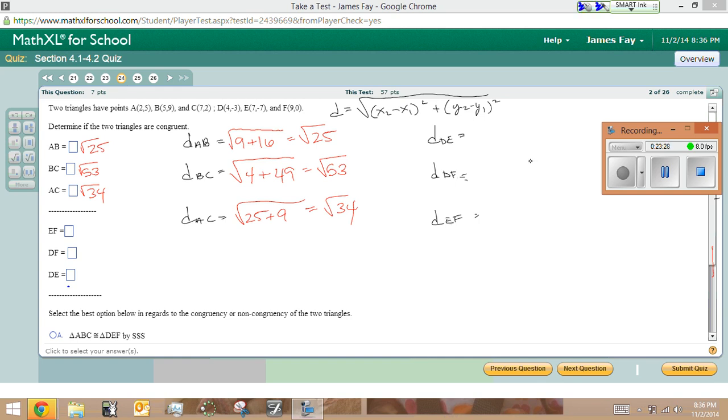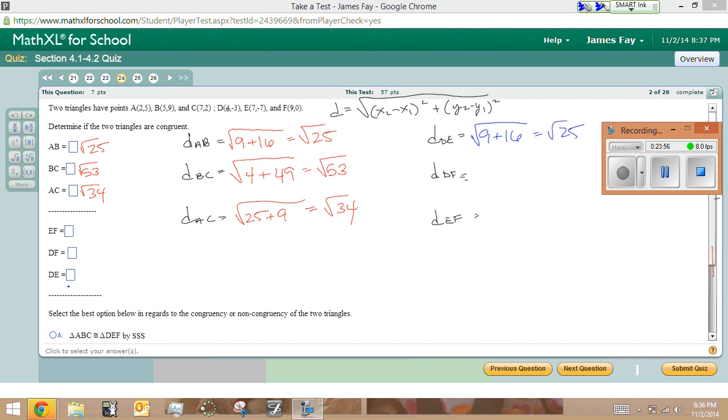Now when we deal with DE, I'm going to do the same process. D and E, subtract my x's, and I get 7 and 4, so it's 3 squared is 9. And now my y's, negative 7 minus a negative 3 is negative 7 plus 3, so it gives me negative 4. But when I square that, I get positive 16, which then is radical 25.